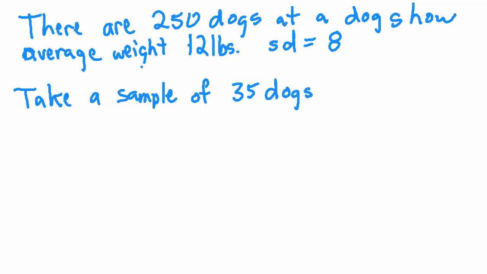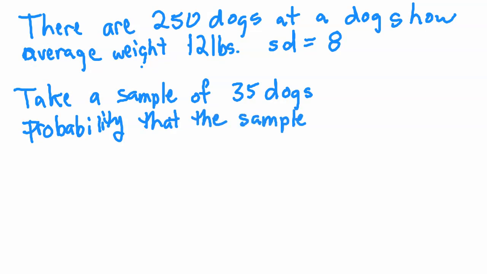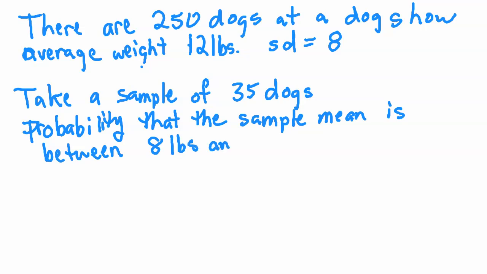And in the readings, you'll see that the sample size in order to use this should be bigger than 30. But that's a lot of times ignored. So don't worry about that too much. But they're saying that the sample size should be bigger than 30. So we'll take a sample of 35, and we want to know the probability that the sample mean is between 8 pounds and 20 pounds. Now that's a big range, but this is just an example.